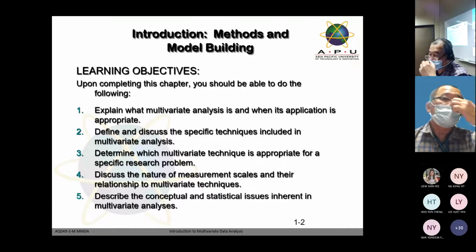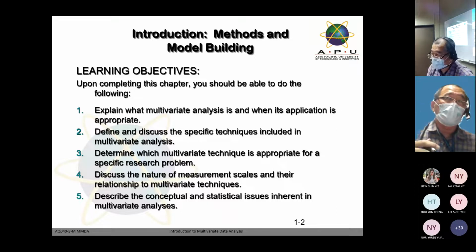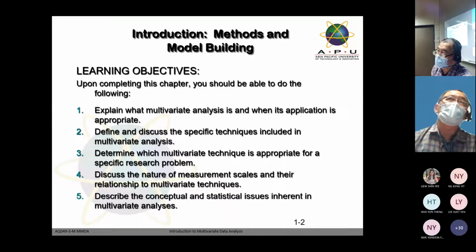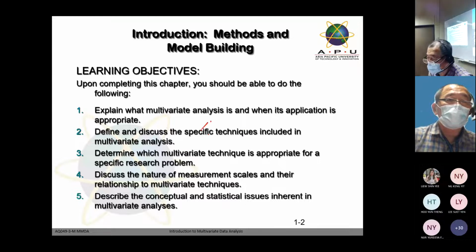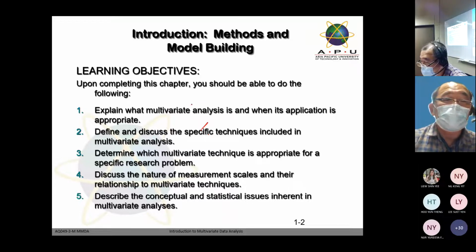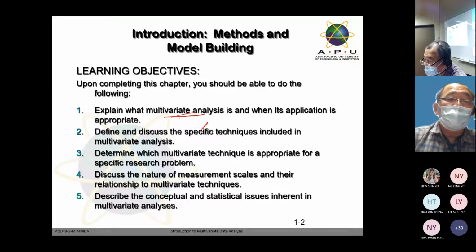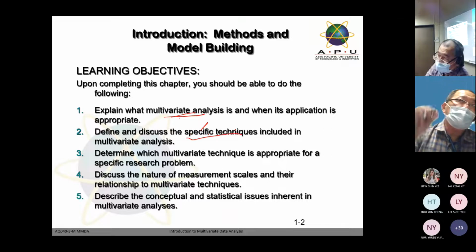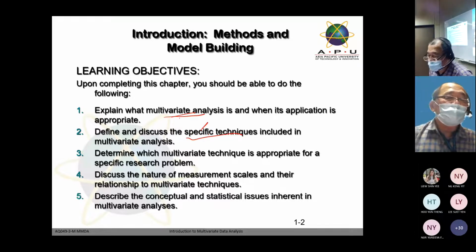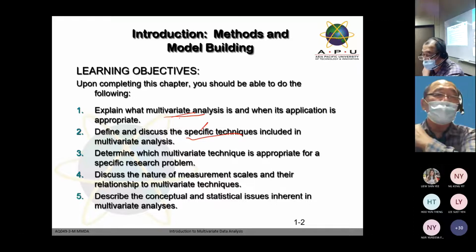So these are the learning outcomes. It's more to methods and also model building. How to build the model. What method you're supposed to use depends on your data and also your objective. These are the learning objectives. At the end of this chapter, you should be able to explain what method of data analysis is, what multivariate analysis is, and when its application is appropriate. Define and discuss the specific techniques that we are going to discuss, such as cluster analysis and discriminant analysis, and so on and so forth.